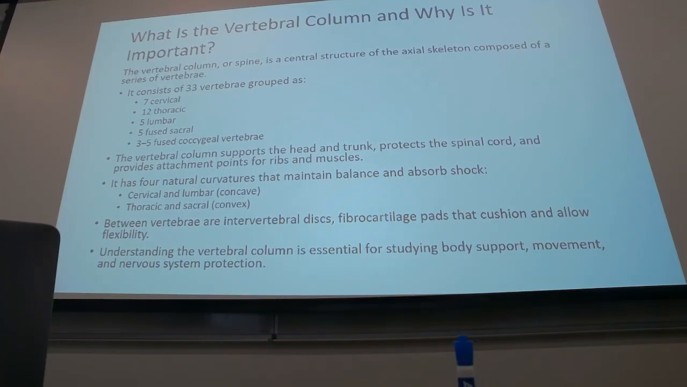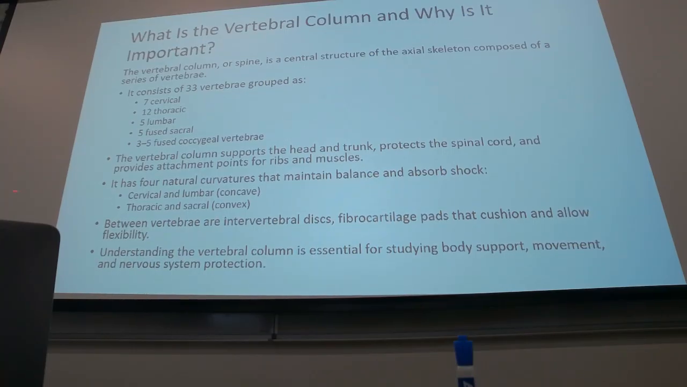Functions will be to support the head and the trunk, protect the spinal cord, and provide attachment for the ribs and for muscles to keep our posture. So 7 cervical, 12 thoracic, 5 lumbar, 5 fused sacral, 3 to 5 fused coccygeal. Within the spine, we have normal curvatures, 2 that we're born with and 2 that we develop after we're born. The ones that we're born with are called primary, the ones that we develop are secondary.